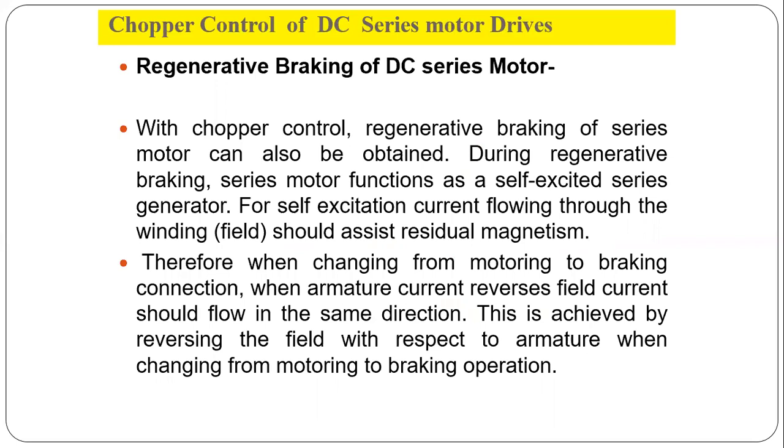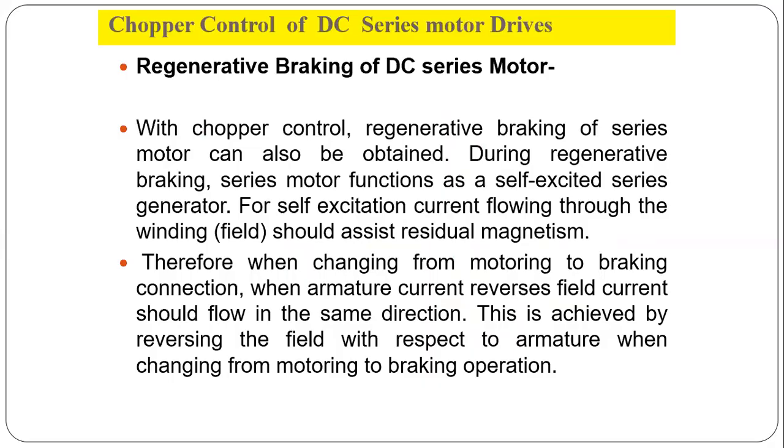Now we can see the regenerative braking of DC series motor. As we have already discussed braking methods, here we consider the chopper controlled DC series motor. With chopper control, regenerative braking of series motor can also be obtained. During this regenerative braking, the series motor functions as a self-excited series generator. For self-excitation, the current flowing through the field winding should assist the residual magnetism. This is all about the concept of regenerative braking of DC motor.